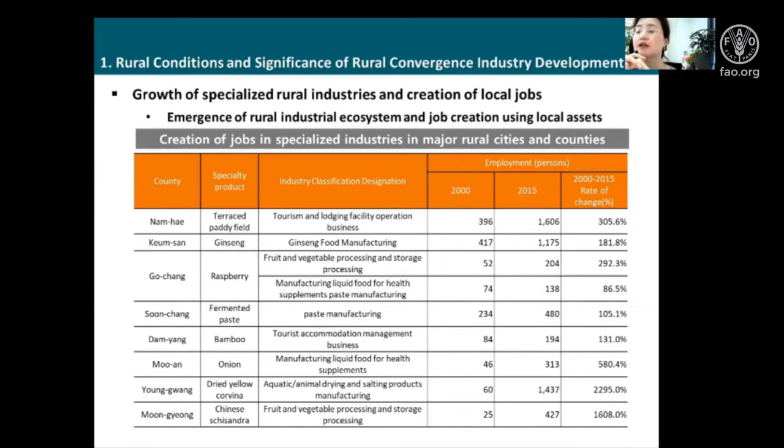from 396 in 2000 to 1,606 in 2015. Yeonggwang, also in the southern part of the Korean Peninsula, employs 1,436 people, an increase of 2,295% compared to 2000, by making special products that are dried and salted with the theme of gulbi. It means a kind of fish and specialty product.